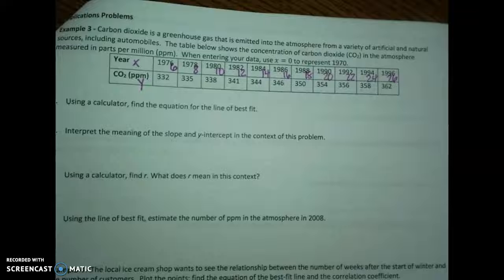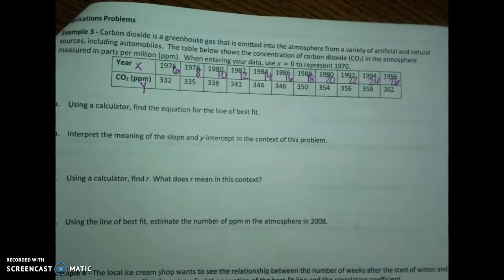Alright guys, I'm going to do example 3 from the notes today. Example 3 says carbon dioxide is a greenhouse gas that is emitted into the atmosphere from a variety of artificial and natural sources, including automobiles. The table below shows the concentration of carbon dioxide, CO2, in the atmosphere, measured in parts per million.